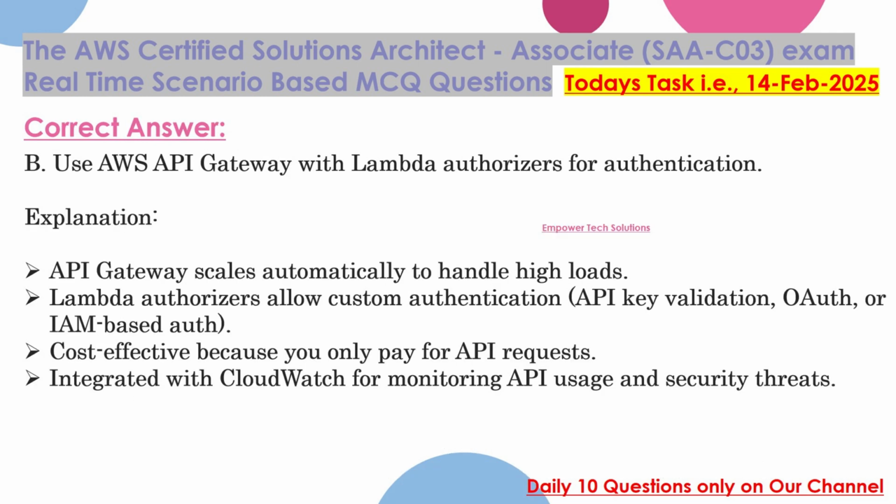Correct answer: B. Use AWS API Gateway with Lambda authorizers for authentication. Explanation: API Gateway scales automatically to handle high loads. Lambda authorizers allow custom authentication, API key validation, OAuth, or IAM-based auth. Cost-effective because you only pay for API requests. Integrated with CloudWatch for monitoring API usage and security threats.